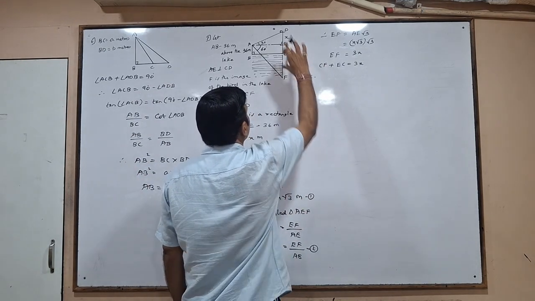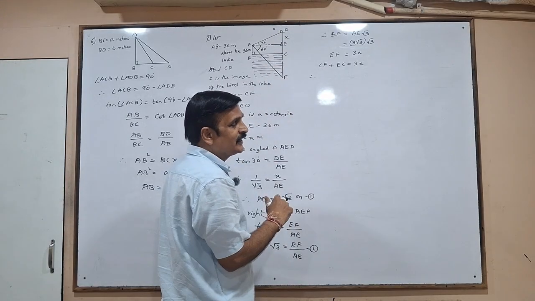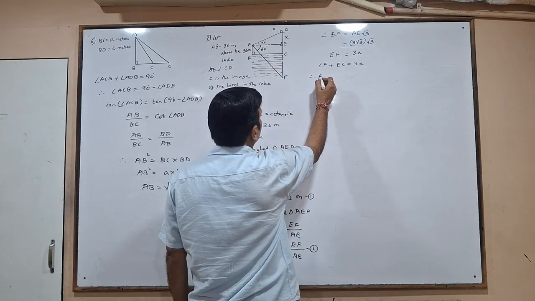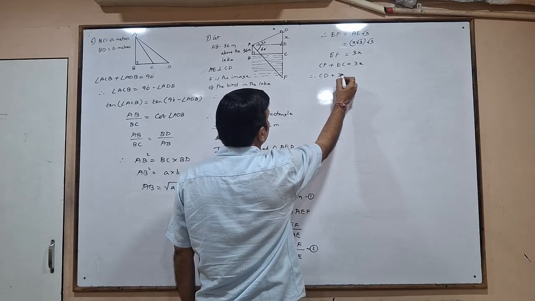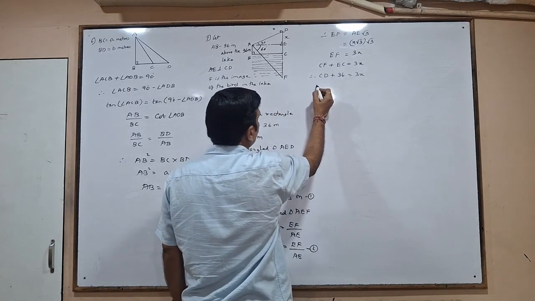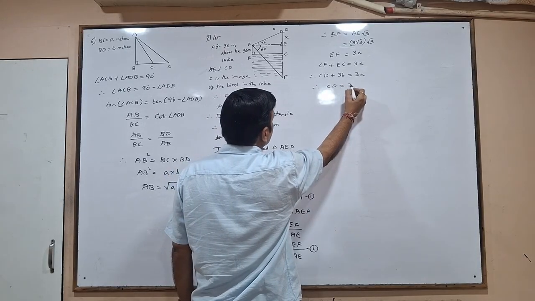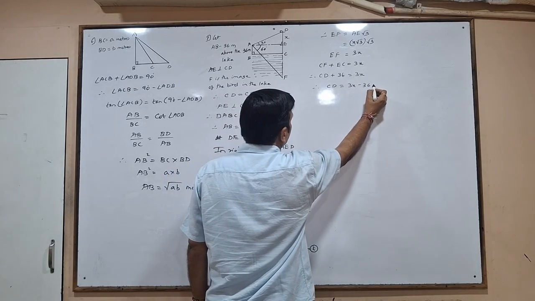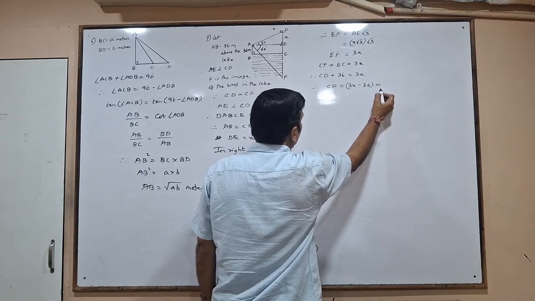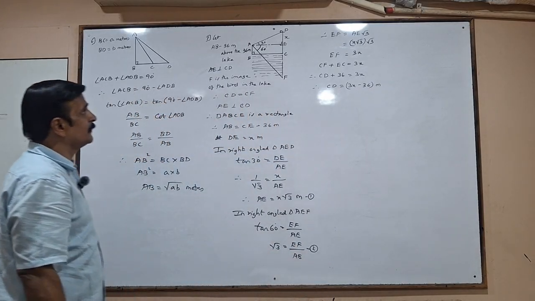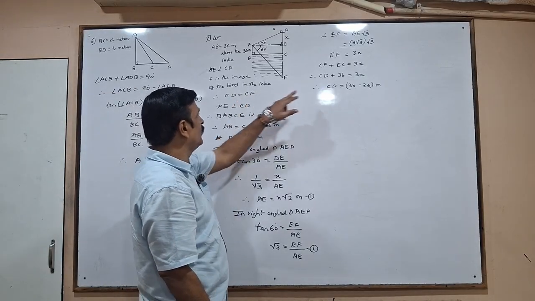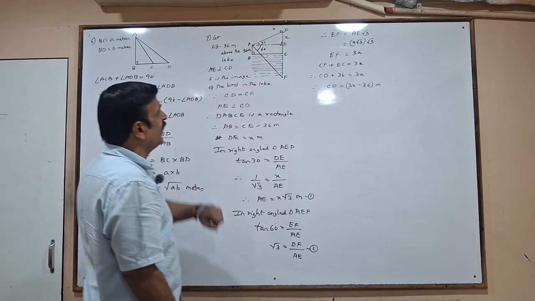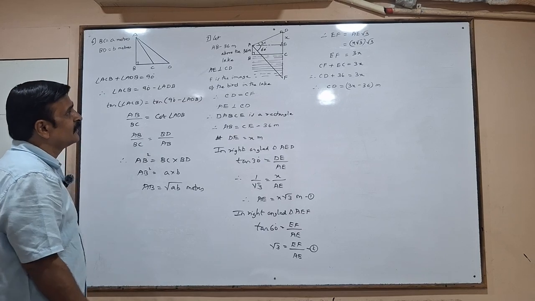CF is equal to CD, which we want to calculate. CD plus EC, which is 36, is equal to 3x. So what is CD? It is 3x minus 36 meter. CF and CD are equal, so we got CD as 3x minus 36.